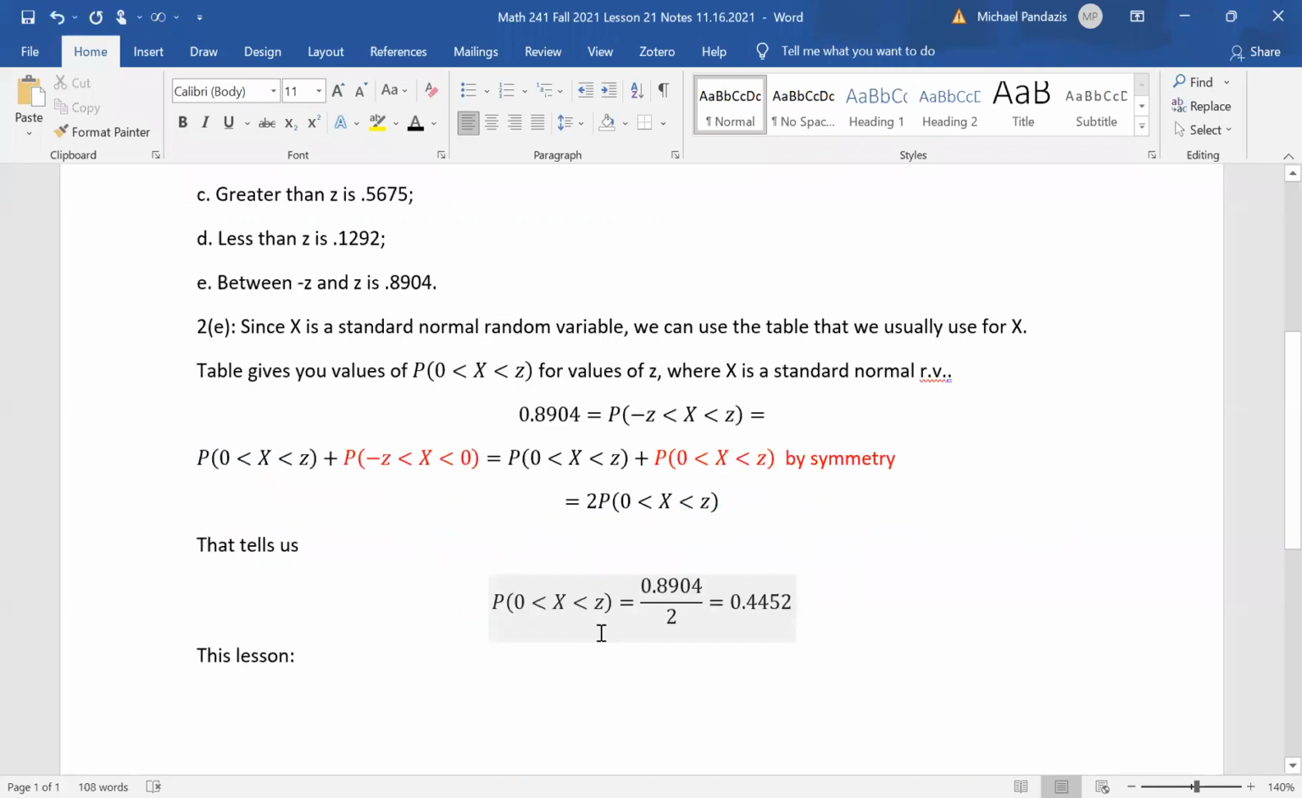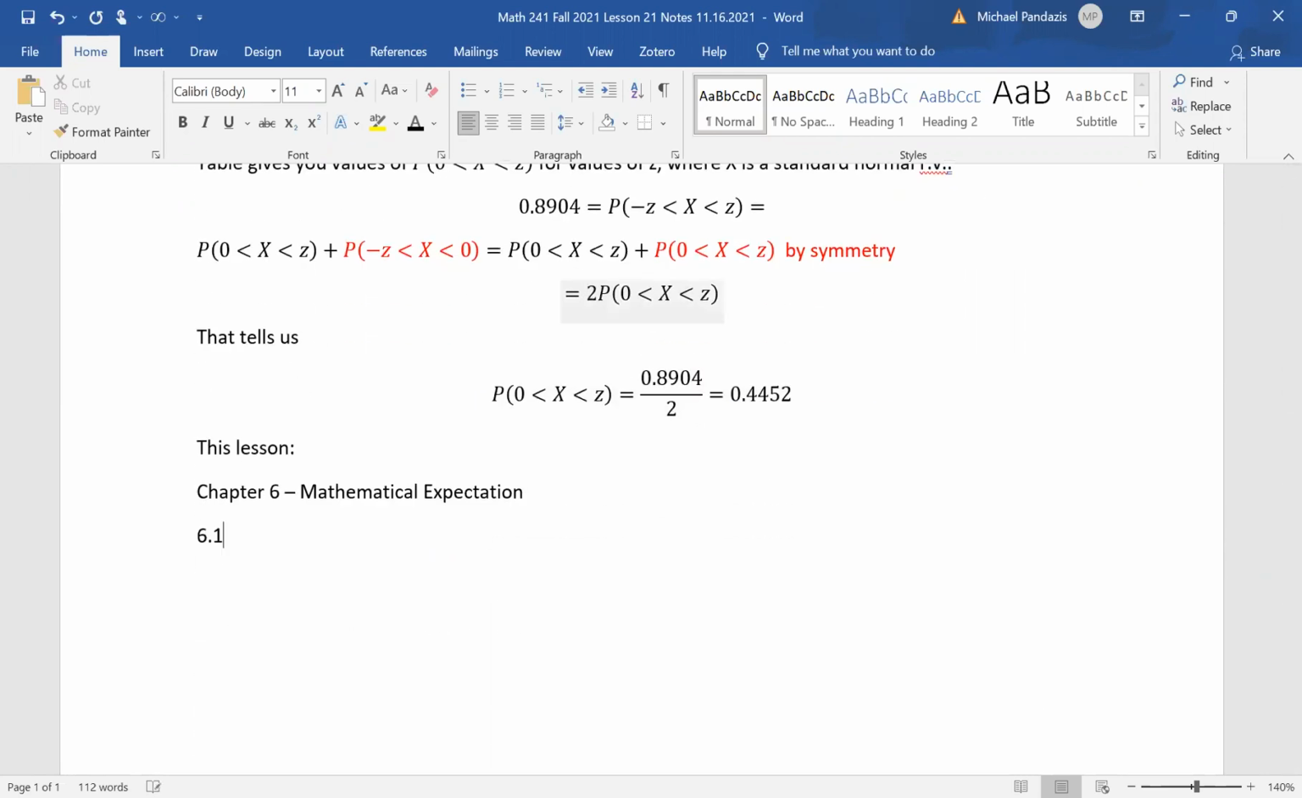So this lesson, we are starting with chapter 6. Chapter 6 is on mathematical expectation, and 6.1 is on the mathematical expectation of a random variable.